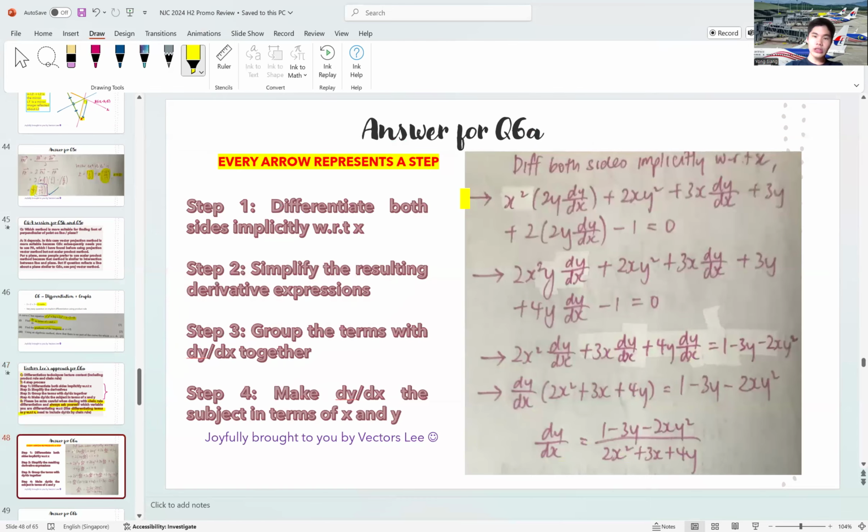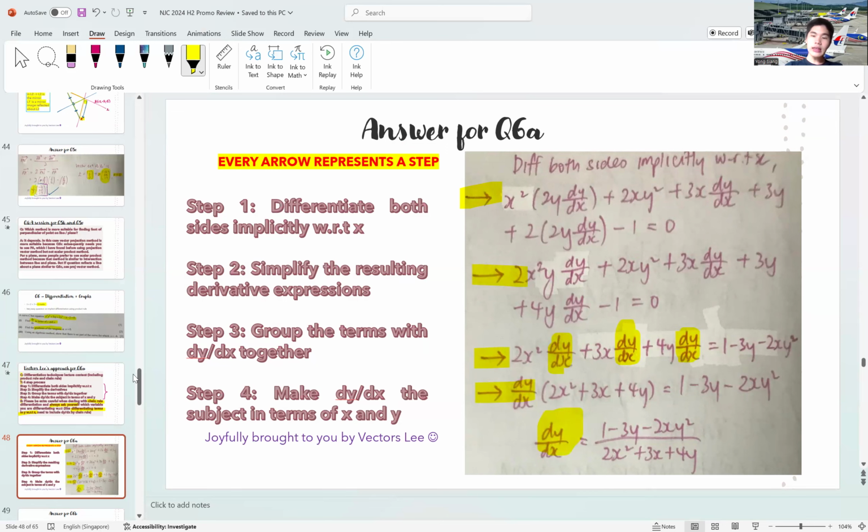Okay, so now let's take a look at the answer. I've drawn 4 arrows here. Each arrow represents a step. In step 1, I differentiate both sides implicitly with respect to x. As you can see here, I have used a very simple product rule. You should know why, right? If you don't know why, please go revise your content. Then step 2, I simplify here. Then in step 3, I group all these terms with dy/dx together such that later on I can factor out dy/dx and then make it the subject.